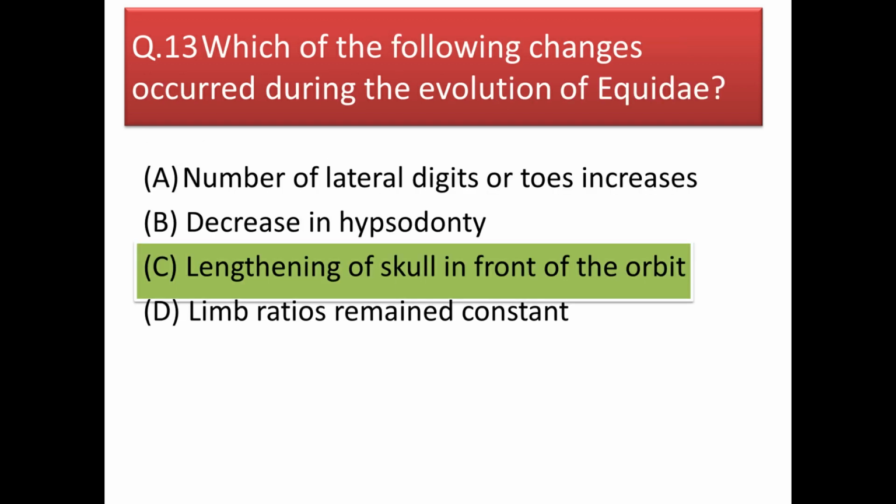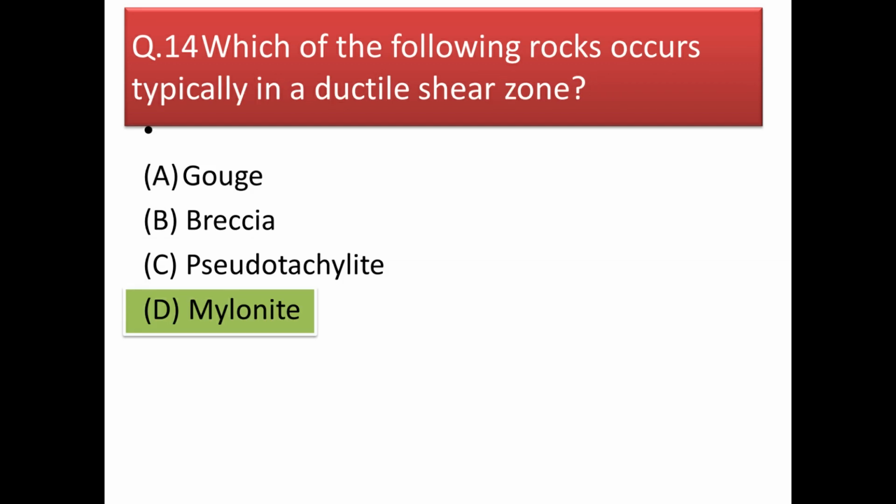Okay. Next question. Which one of the following changes occurred during the evolution of Equidae? And the answer should be lengthening of the skull in front of the orbit. Okay. Now, if you want to know more, then you can study the evolution of horses. Okay. Next question. Which one of the following rocks occurs typically in a ductile shear zone? And the answer is mylonite.